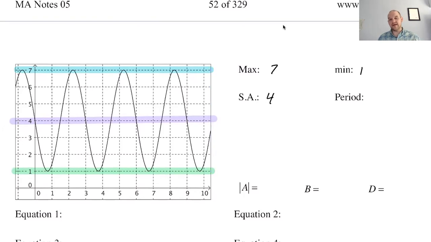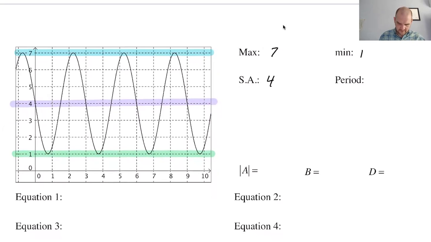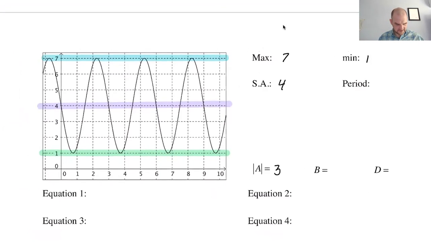So you always really want to do top, take away, bottom. So it's really 7 minus 4 is 3, or 4 minus 1 is 3, or 7 minus 1 is 6, but that's twice the distance. So then divide that. So we know that the absolute value of A is 3. We don't know if we're going to use positive A or negative A because we don't know where we're starting yet, but once we decide that, we'll be able to do it.